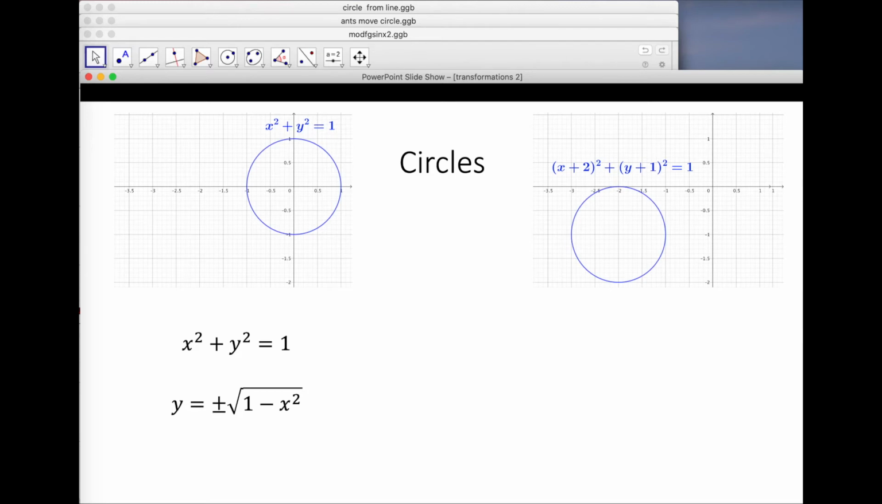If we rearrange it like this, then this piece here is a mapping. For x's in the domain, most of them produce two outputs. So now the unit circle is the graph of this mapping. And if we want to transform that graph by moving it left 2 and down 1, well, we know how to do that. To move it left 2, you add 2 to the input. And to move it down 1, you subtract 1 from the output.